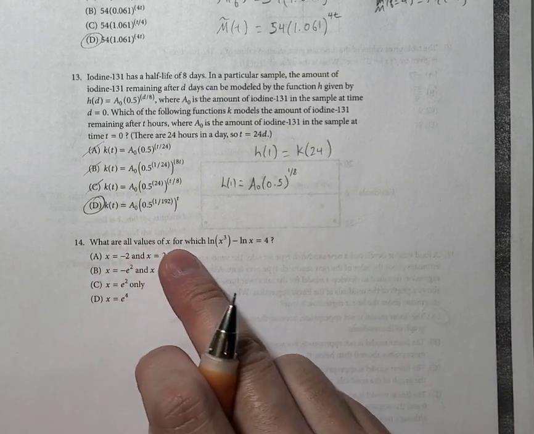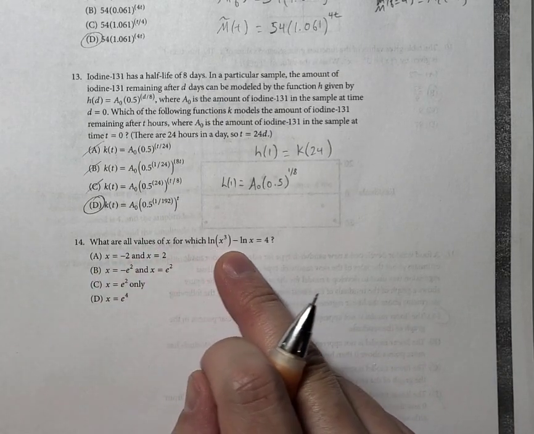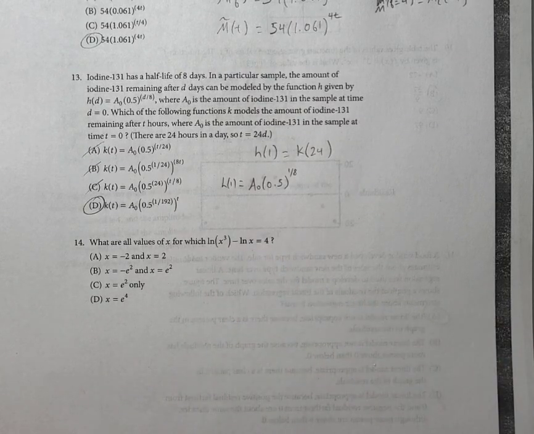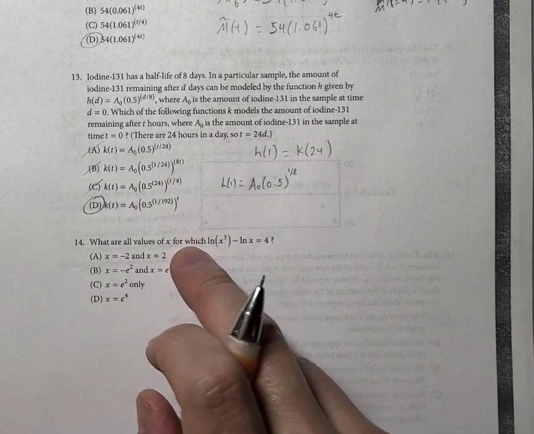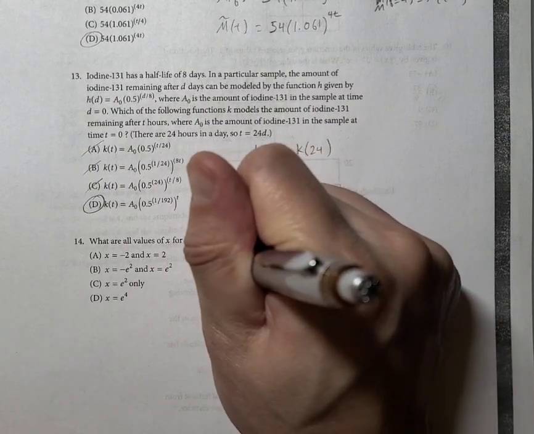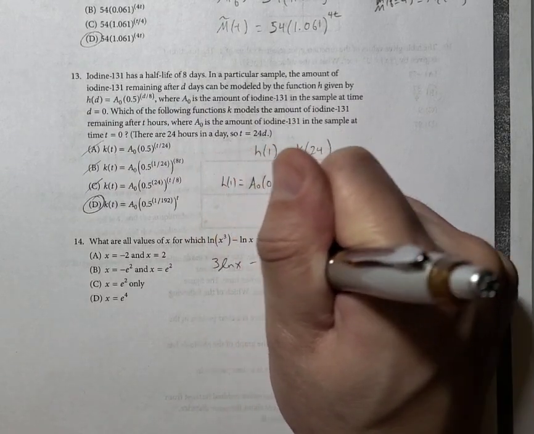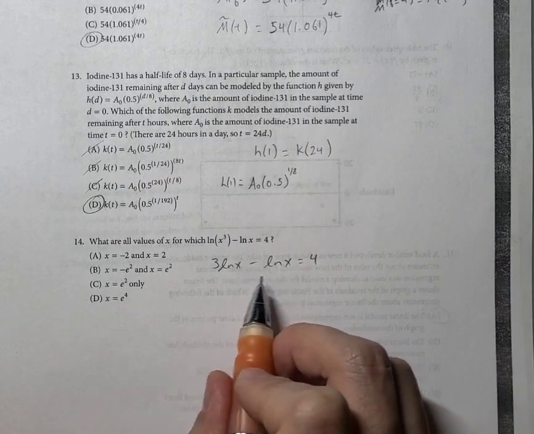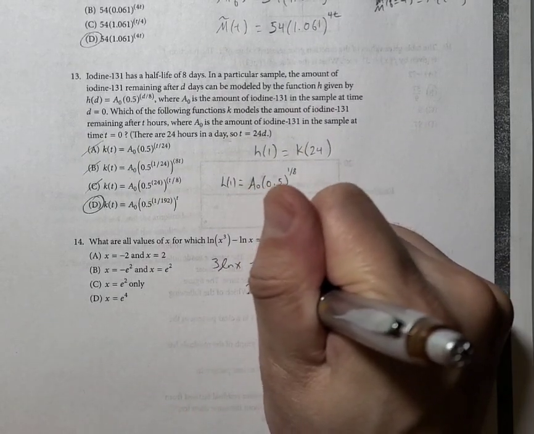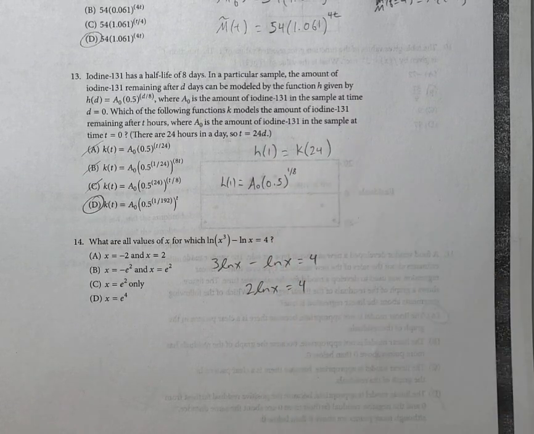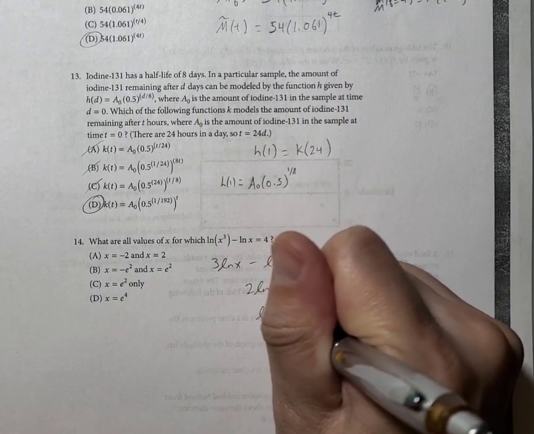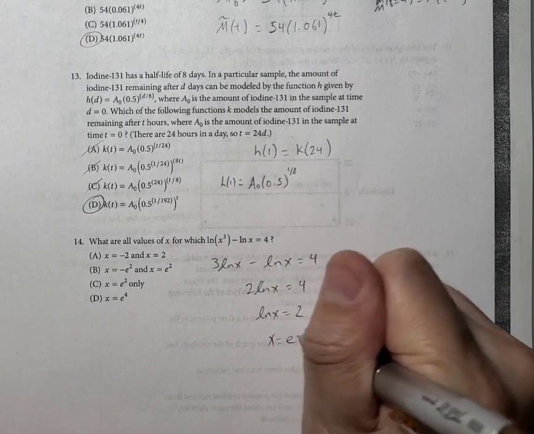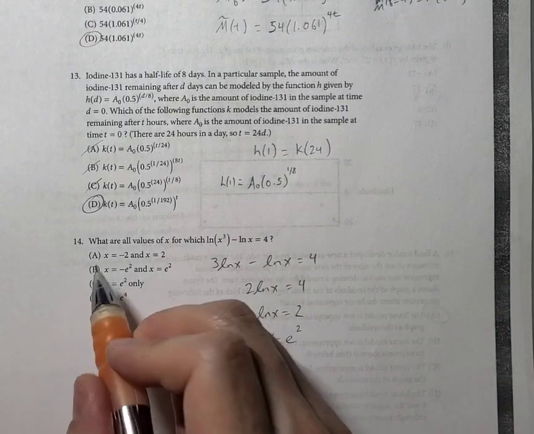What are all values of x for which ln of x cubed minus ln of x is equal to 4? Okay, so we want to solve for x, and we'll probably want to use properties of logs. We can pull the exponent out in front of the log, so it'll be 3 ln x minus ln x is equal to 4. Okay, then this can reduce to 2 ln x is 4. And then we divide by 2 on both sides. ln x is equal to 2. So x is equal to e squared when we exponentiate both sides. Answer is C.